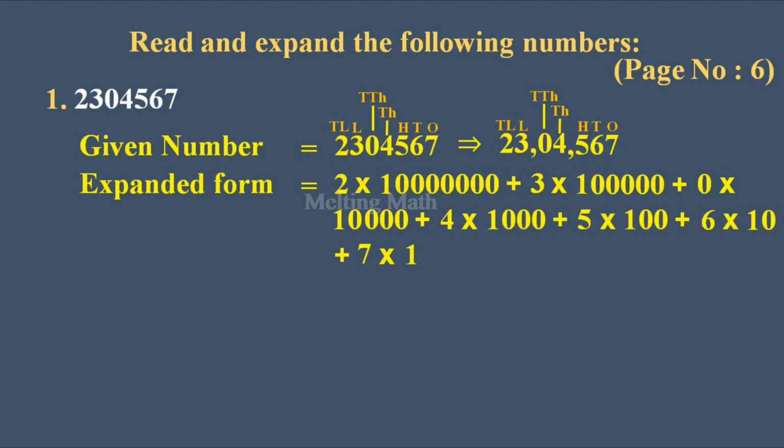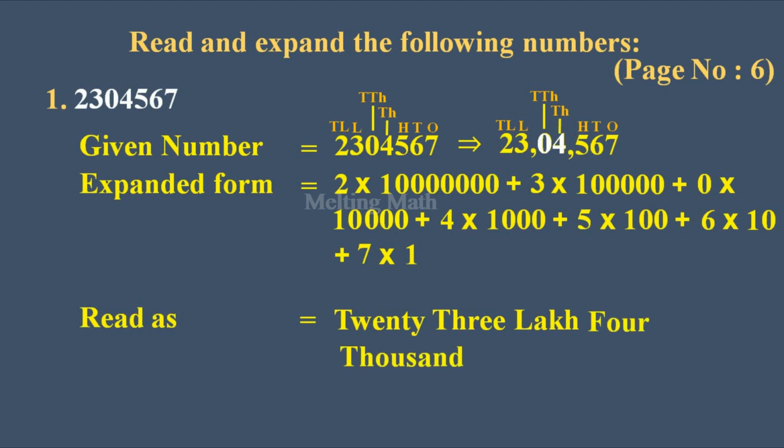Okay, so I hope you got clear about it. Here we expanded that number, then we have to read that number. Just see this number here, 23 is there, that comes under lakh, 10 lakh. So this 23 comes under the lakhs period, so just write 23 lakh. Next 04 is there, that comes under the thousands period, so just write 4,000. Next 567 is there, that comes under the ones period, so just write 567. Okay, just read it fully.